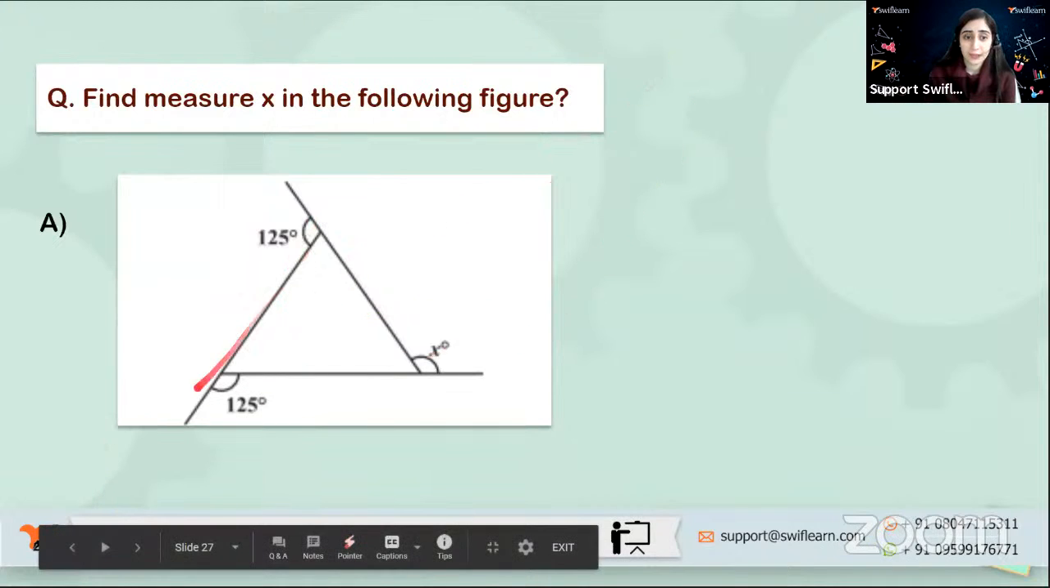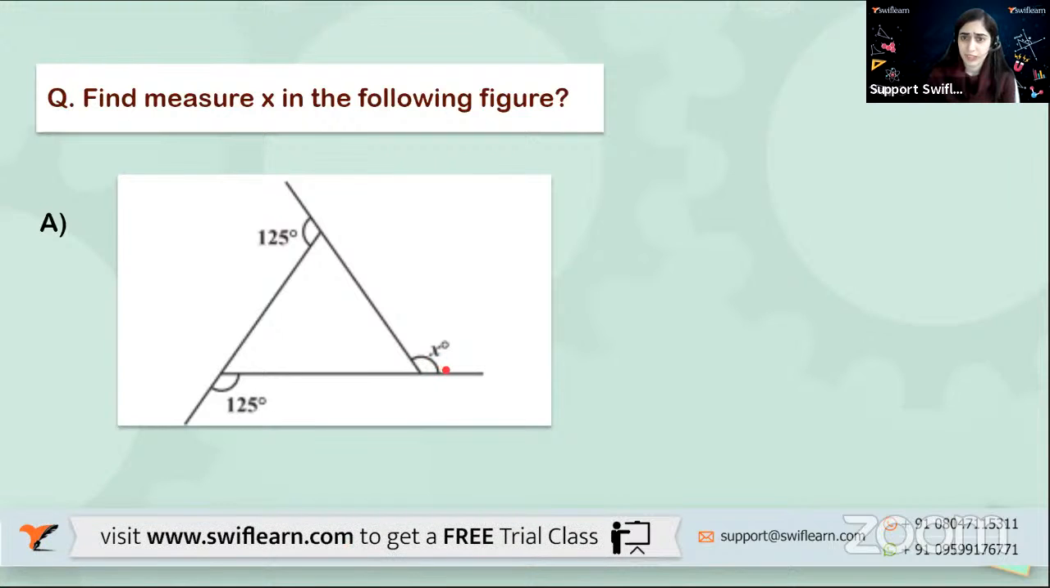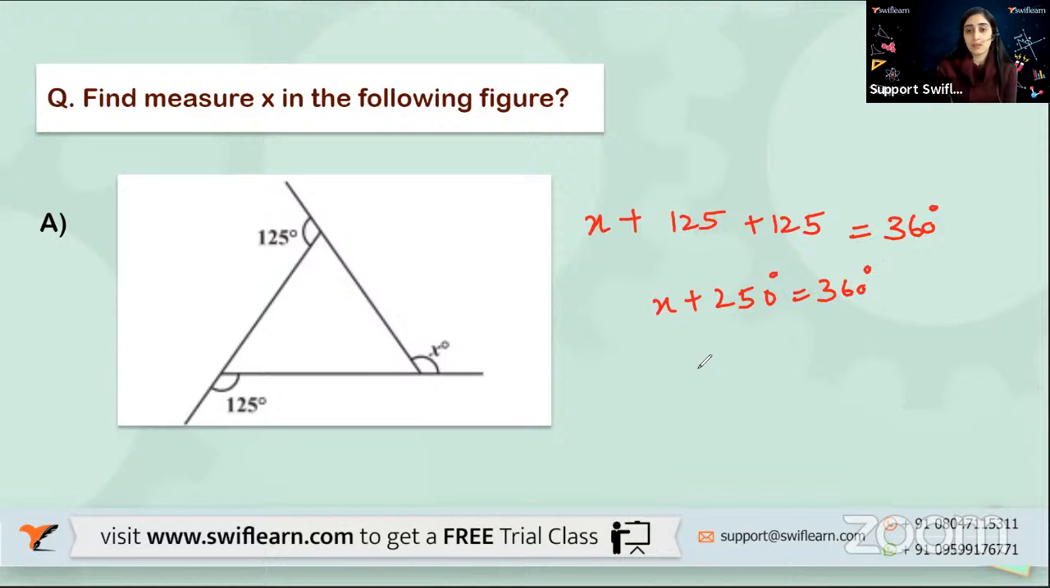It's a triangle, and I want to know the external angle of this. Pretty easy. How will I do it? So x plus external angle 125 plus 125 should be equal to what? Yes, it should be equal to 360 degrees. So x plus 125 plus 125 plus 125 will be equal to 360 degrees. So x plus 250 degrees is equal to 360 degrees. On subtracting, 360 degrees minus 250 degrees comes out to be 110 degrees.